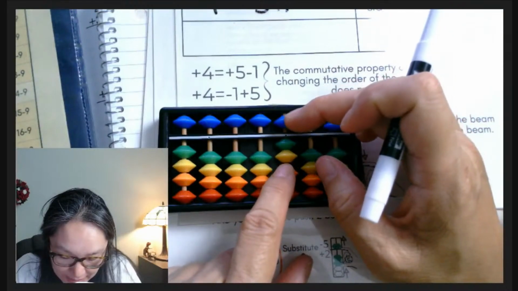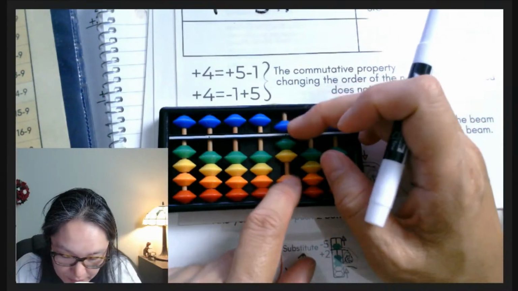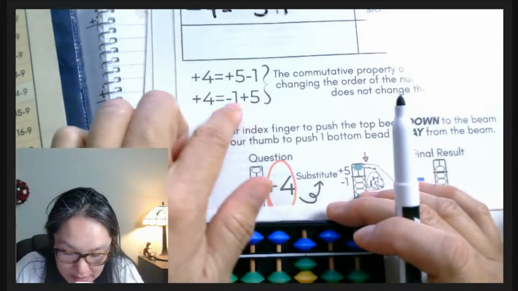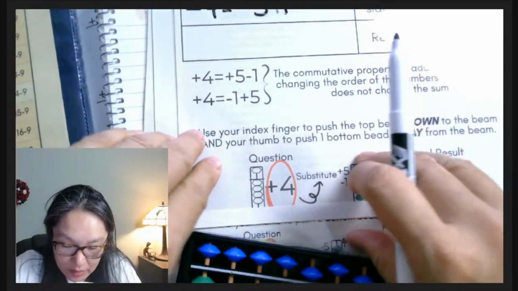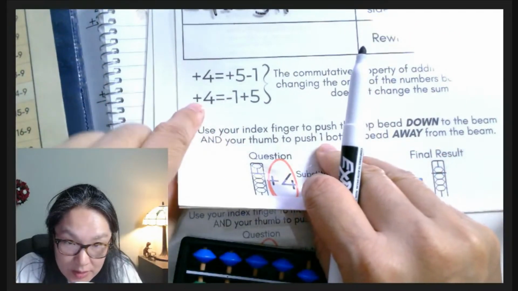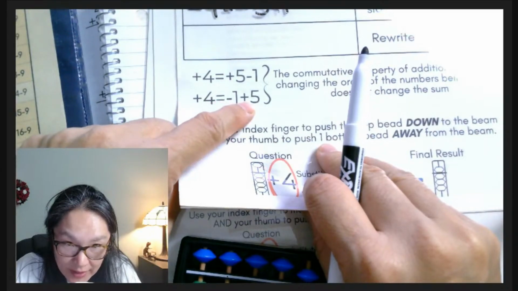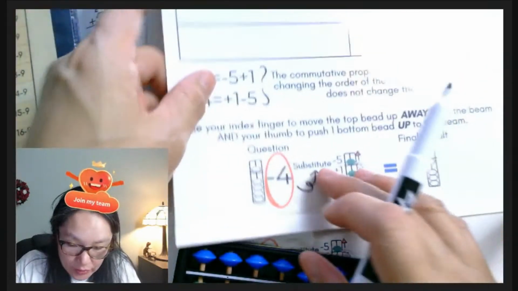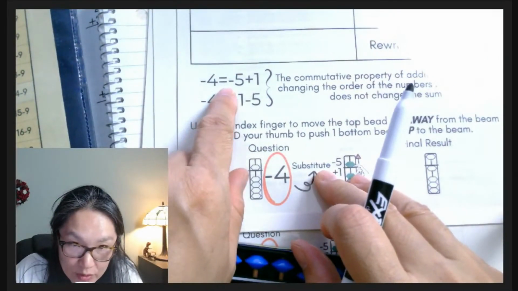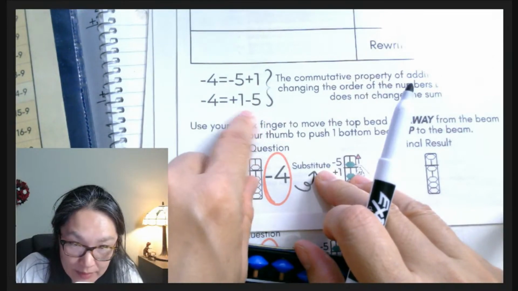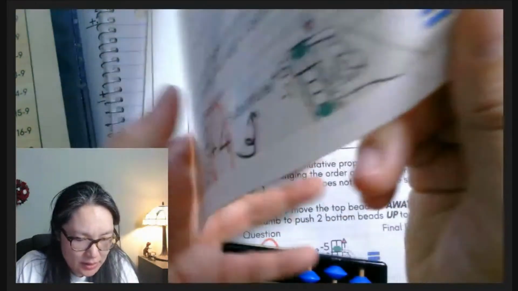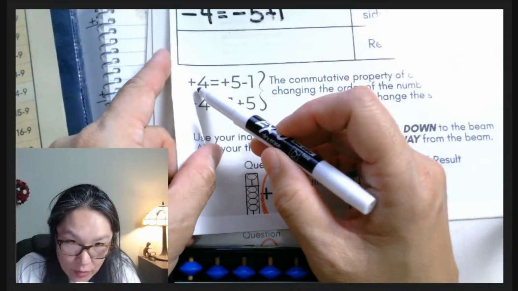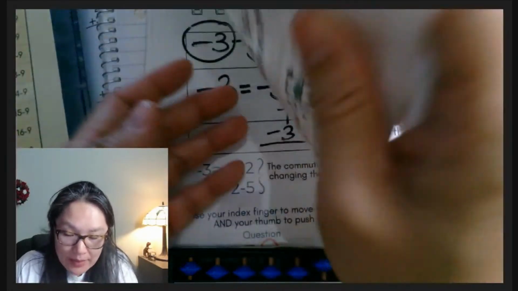So this is exactly the same. The way this works, it doesn't matter. If you look, this is plus 4 minus 1 plus 5, or we do minus the 4 is equal to minus the 5 plus the 1. It's the same. These two are just the inverse. Does that make sense? So this is the plus 4, and then the other one is a minus 4.